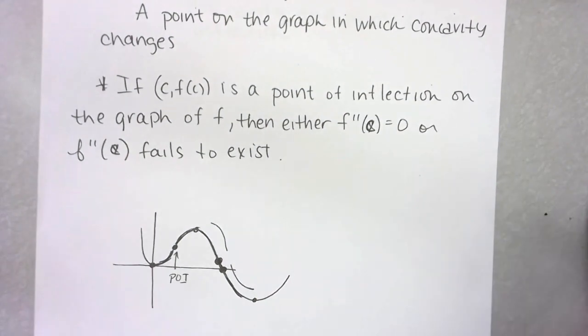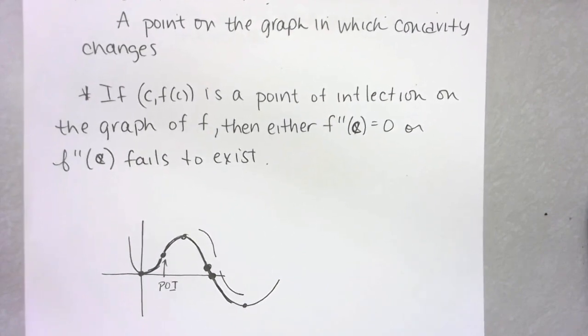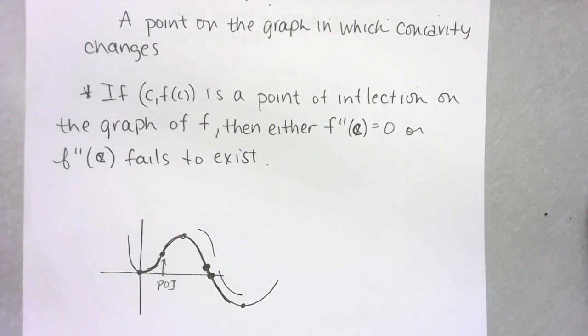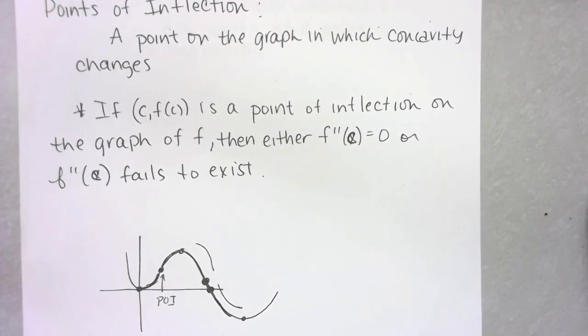And again, it's just a place where, assuming that my function is actually continuous there, my second derivative changes signs. And if it's going to change signs, it's going to happen at a place where the second derivative is equal to 0 or the second derivative fails to exist. So it's just taking our intervals of concavity one more step.